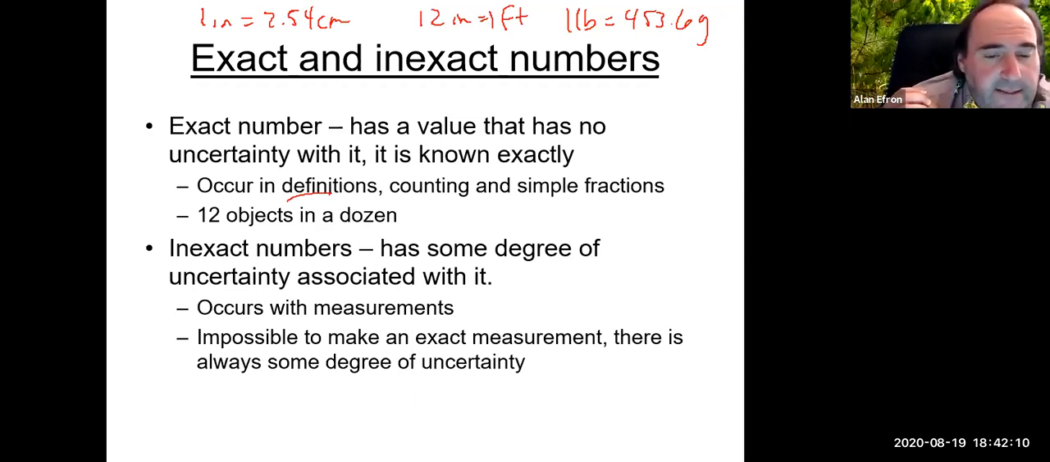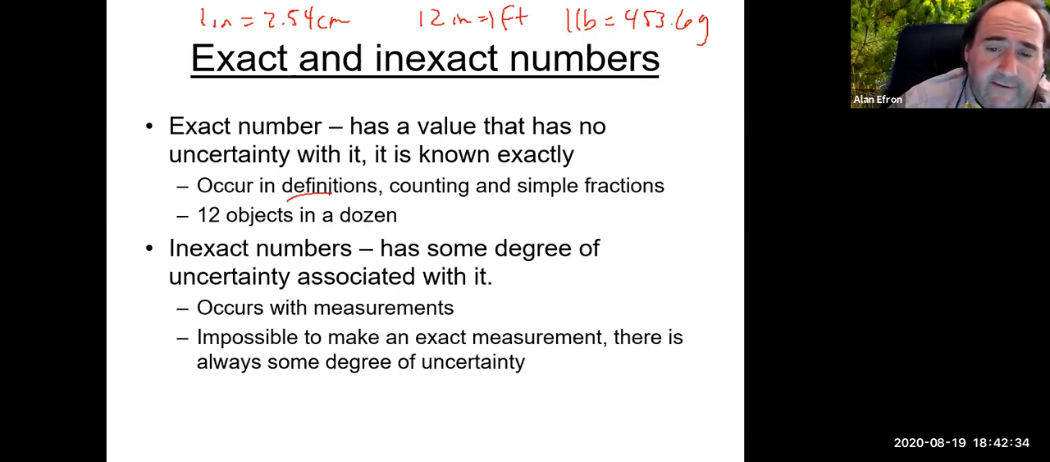The other way you could get an exact number is by counting. So for example, if you had four apples on your desk, you wouldn't do any type of weird scientific experiment to figure out how many apples you have sitting on your desk. You would simply count how many apples you have on your desk. And when you count them, that is also known as an exact number.